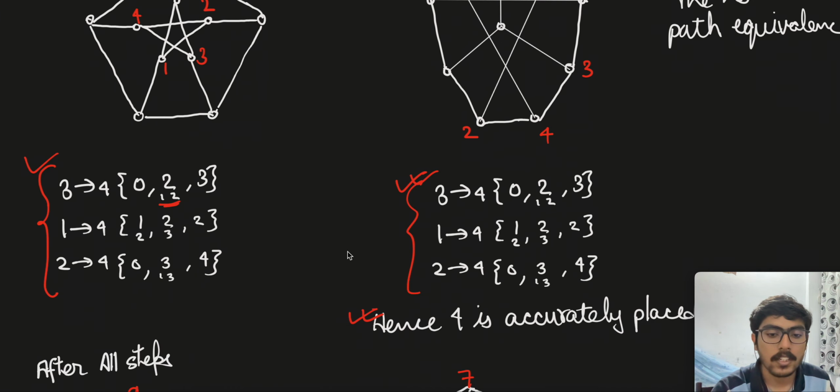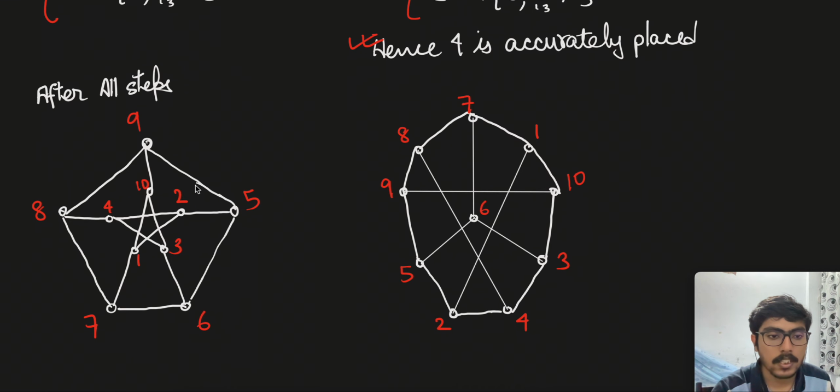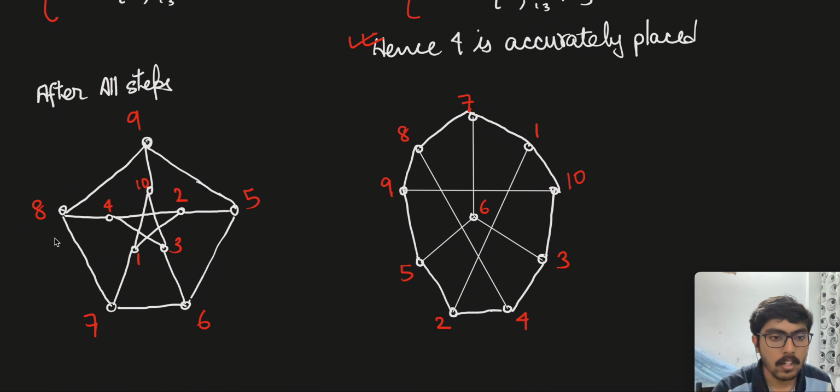Q graph. Similarly, after all the steps, we will have this particular 1-to-1 correspondence, where each vertex has perfect 1-to-1 correspondence with the previous graph. So I hope you understood what I tried to explain.